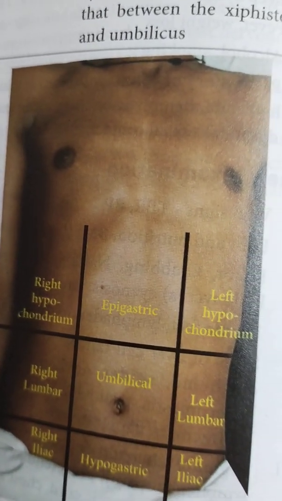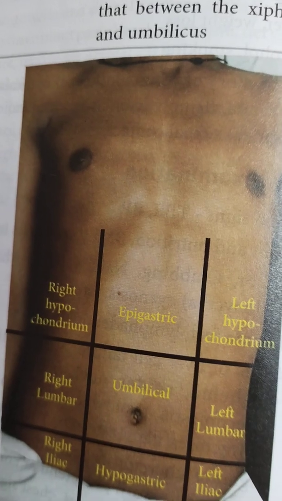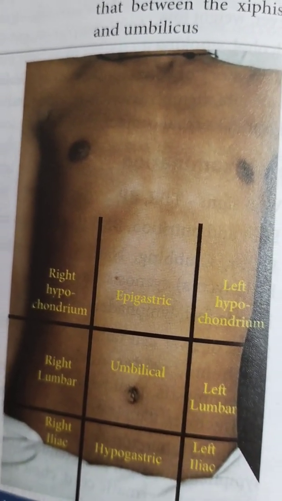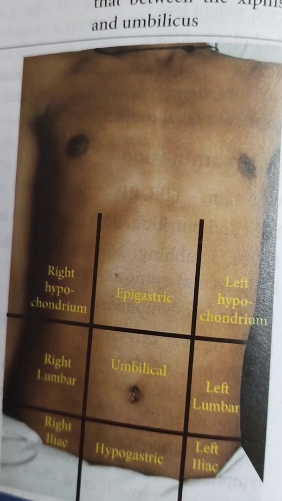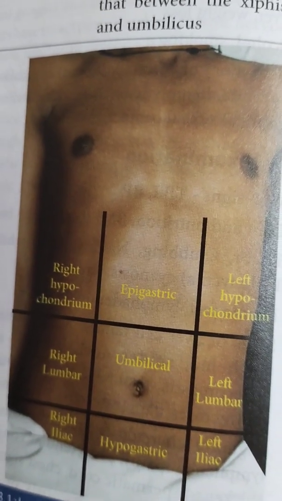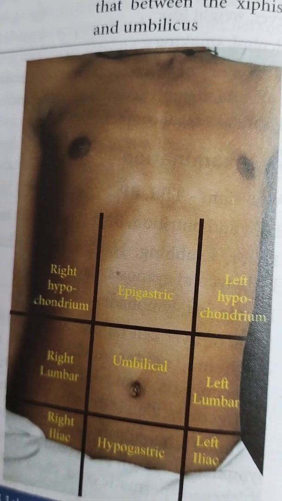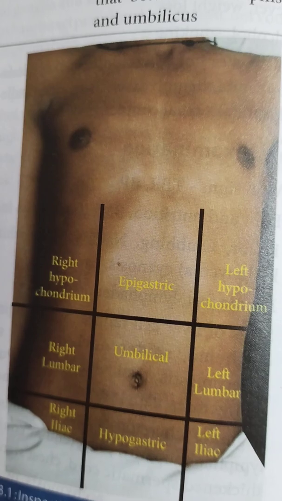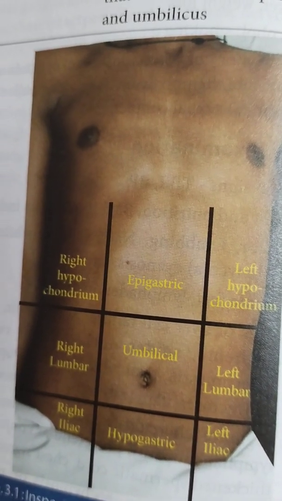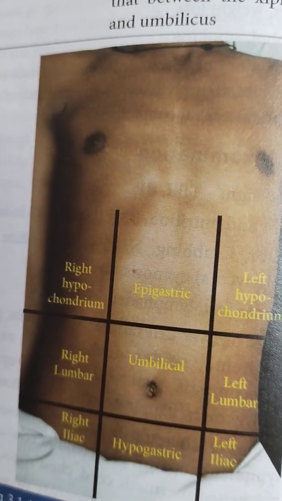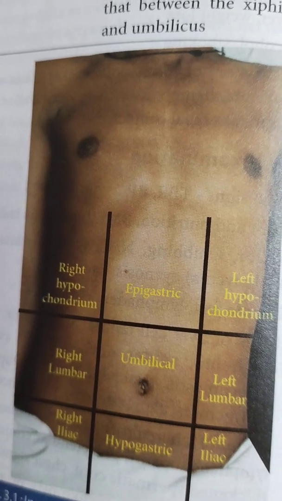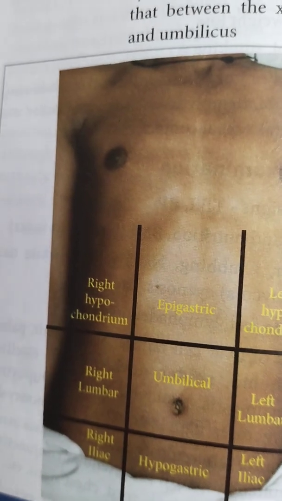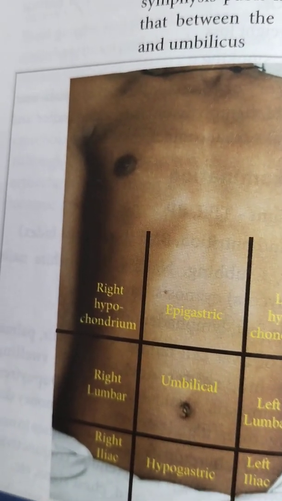Next, in the left hypochondrium region, we have splenic abscess, splenic rupture and splenic infarct. So spleen problems are mostly diagnosed based on the pathology or the pain the patient tells us in the complaint in the region of left hypochondrium.